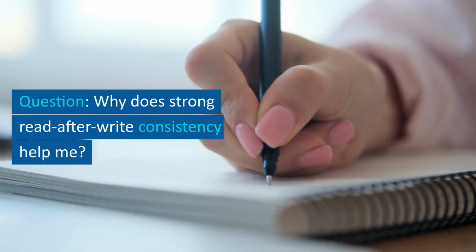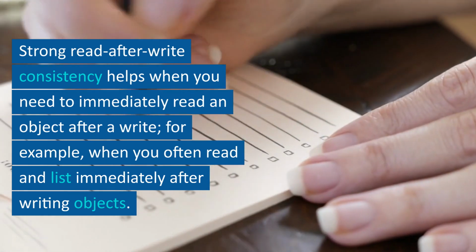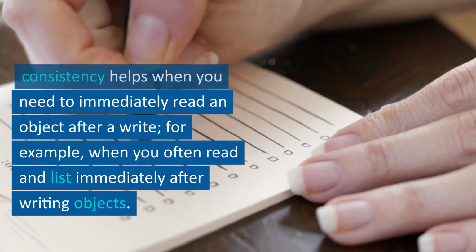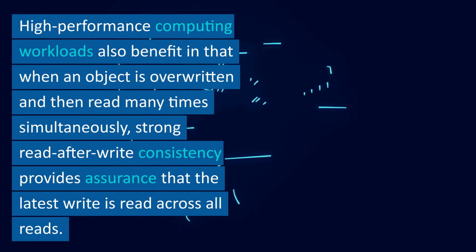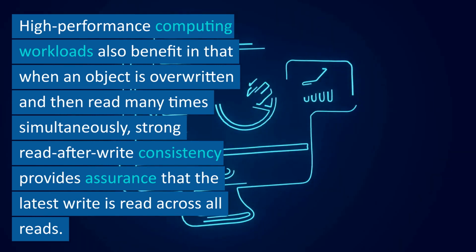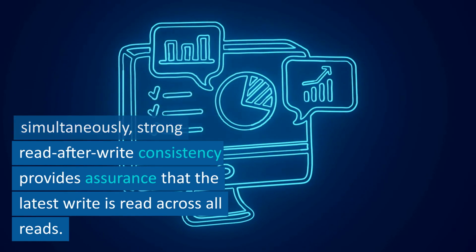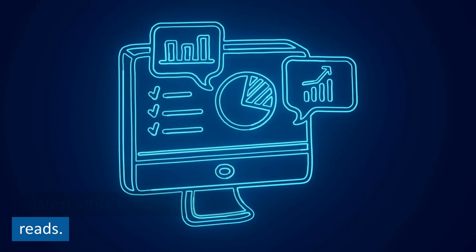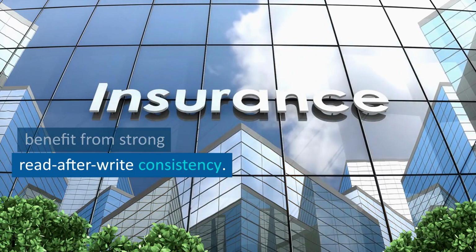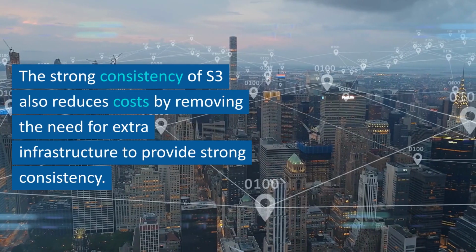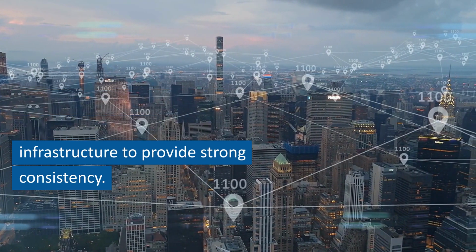Question: why does strong read-after-write consistency help me? Strong read-after-write consistency helps when you need to immediately read an object after a write. For example, when you often read and list immediately after writing objects. High-performance computing workloads also benefit in that when an object is overwritten and then read many times simultaneously, strong read-after-write consistency provides assurance that the latest write is read across all reads. These applications automatically and immediately benefit from strong read-after-write consistency. The strong consistency of S3 also reduces costs by removing the need for extra infrastructure to provide strong consistency.